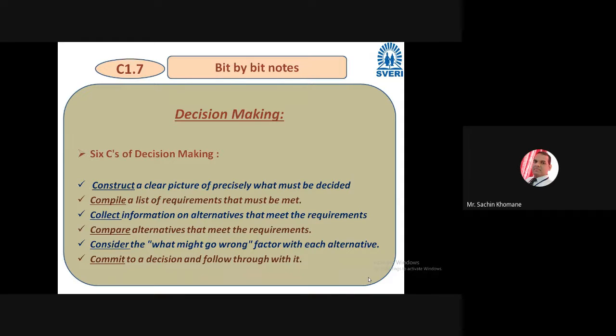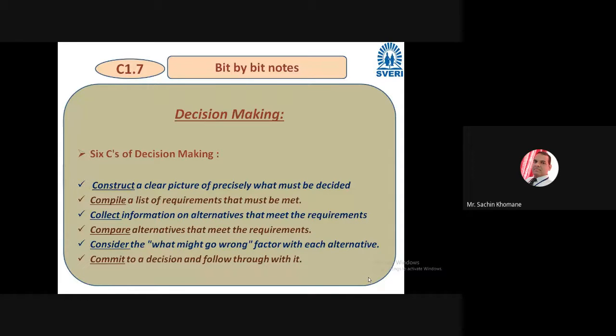Then you have to compare the alternatives that meet the requirement. What you have to do, you have to compare the alternatives. Now you have collected so many alternatives, you have so many options you have collected. Now you have to compare them. You have to compare the alternatives that must meet the requirement. Then you have to consider what might go wrong for each of the alternatives. Suppose you have seen A, B, C, D alternatives, right? And you have compared also. But you have to consider one more aspect, like if I choose this alternative, what might go wrong? Something may be wrong. So you have to find out those aspects.